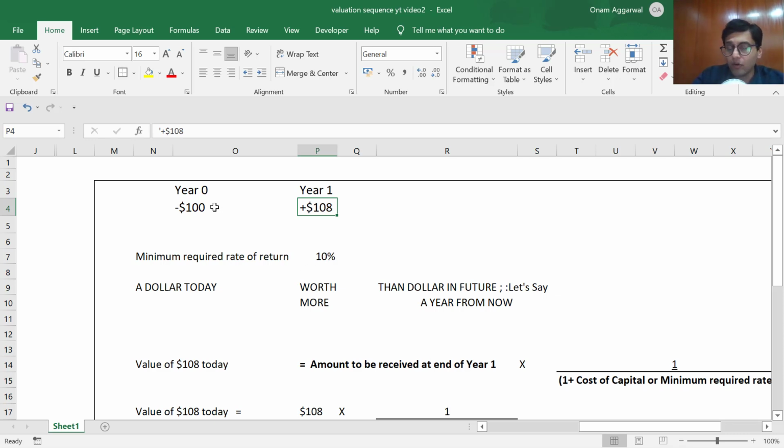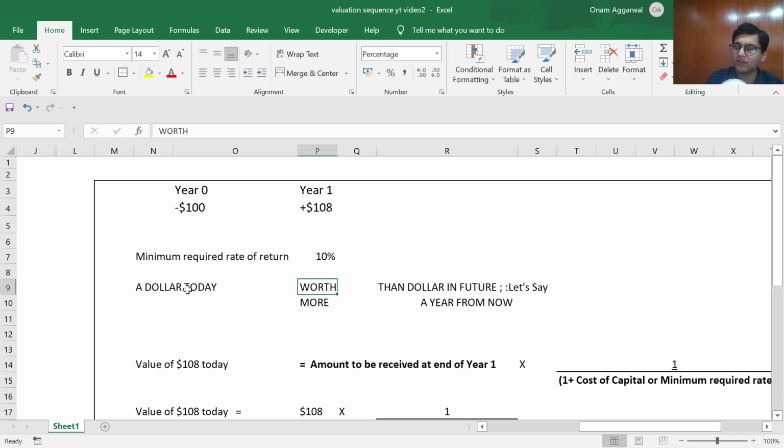Remember, I told you, for you, this is a loan. For Mr. Musk, this is an investment. So, Mr. Musk will require at least 10% on this money which he has given to you. Now, the concept of present value is actually based on this simple line. A dollar today is worth more than a dollar in future. Let's say a year from now, right? Think about it. If I tell you you can have a dollar today, and if I tell you you can have a dollar 1 year from now, what will you choose? You will obviously choose a dollar today, right?